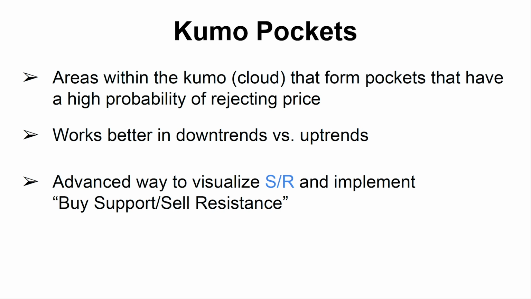Now, I've noticed that Kumo pockets work best in downtrends versus uptrends, but that's not to say they don't work in uptrends. This is just data I've gathered from experience and journaling. And again, it's important to note that Kumo pockets are just another way to visualize support and resistance, similar to our DBS and SSR zones. We want to be buyers at support and sellers at resistance. Kumo pockets can provide us fresh access points into the market.